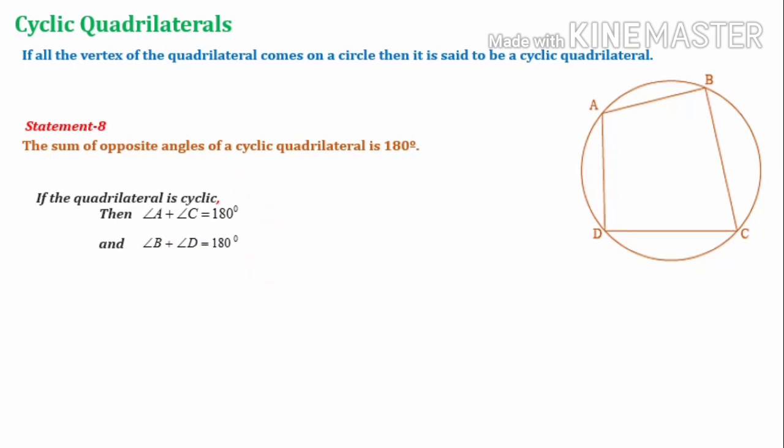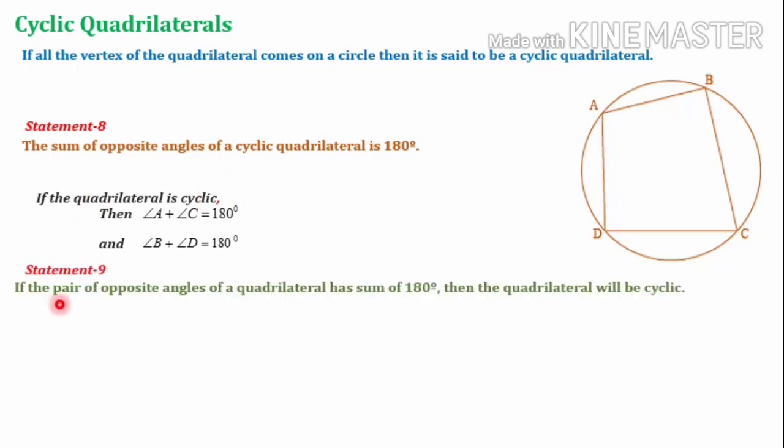So this is one statement. The converse also we have to study. One statement in the sense, given to you a cyclic quadrilateral, then we can say the opposite angle sum is 180 degrees. Next, given to you opposite angles 180 degrees, then we can say that it is a cyclic quadrilateral. Reverse order. That is statement number 9. If the pair of opposite angles of a quadrilateral has sum 180 degrees, then the quadrilateral will be cyclic. Opposite angles sum is 180 degrees means we can say that the quadrilateral is cyclic. Means if angle A plus angle C is 180 and angle B plus angle D is 180, if this condition is satisfied, then we can say ABCD is a cyclic quadrilateral.